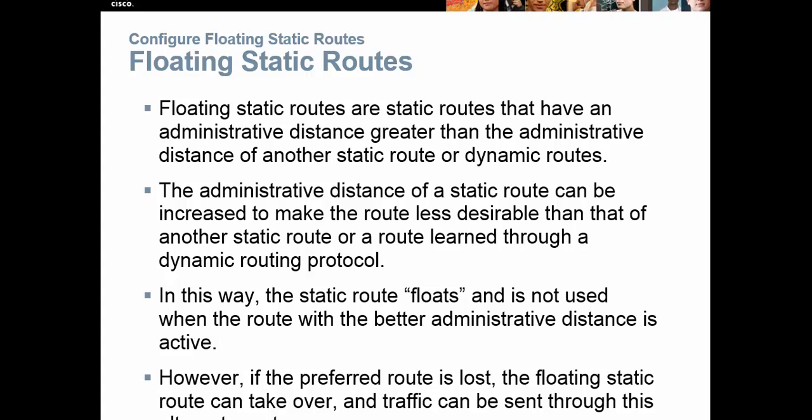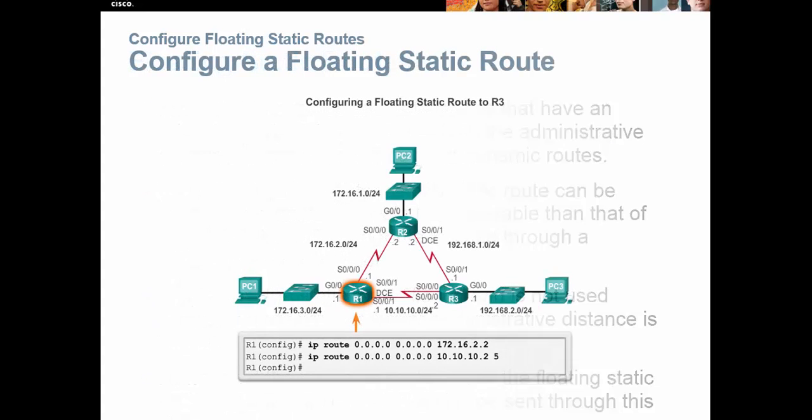This way the static route kind of floats, and it's not used when the route with the better administrative distance is active. It's there, but if there's something with a better administrative distance, it uses the best administrative distance for that active route. However, if the preferred route is lost, and remember it can be lost because a line's down or equipment's down, the floating static route can take over and traffic can be sent through this alternate route.